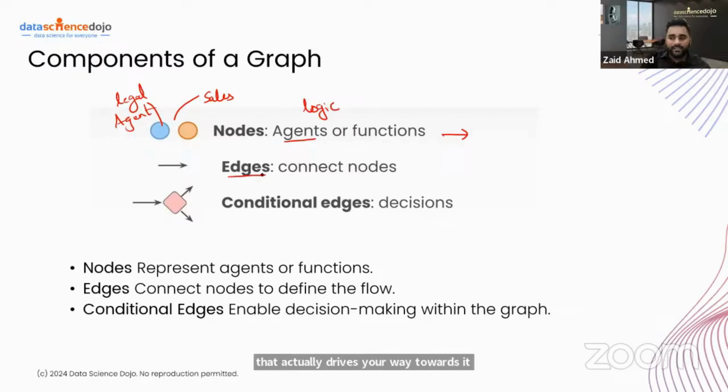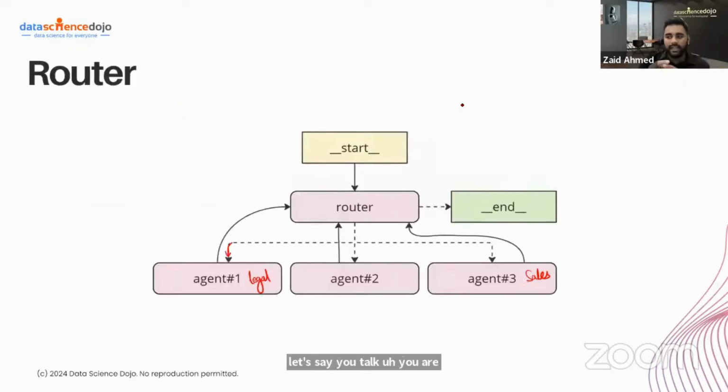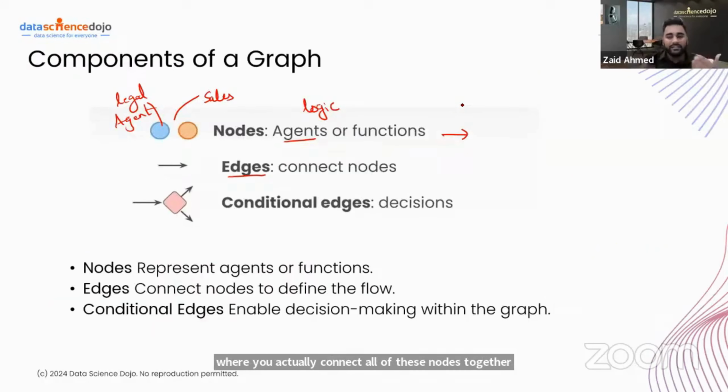Then you have edges. Edges are there just to connect the nodes together. Let's say you have these edges where you actually connect all of these nodes together. And then sometimes you can also have conditional edges, which are your decision makers, that you have to actually enable the decision making within the graph.